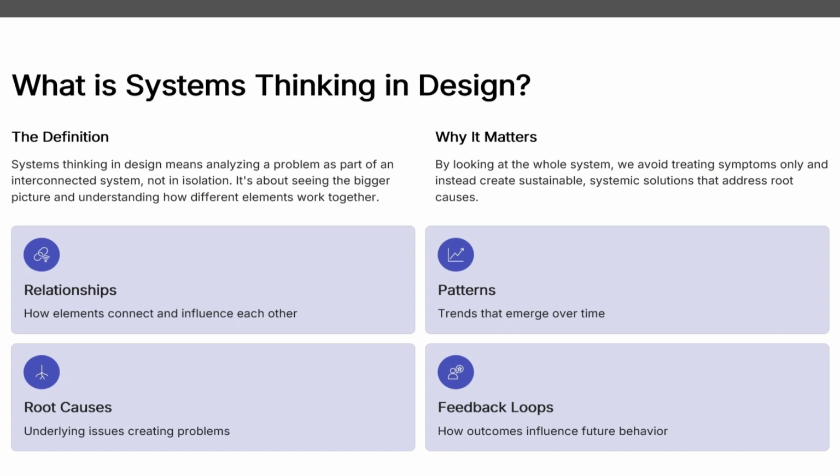So, system thinking is a design approach where designers analyze a problem as part of a larger interconnected system instead of looking at it in isolation. It focuses, first of all, on relationships between the elements, then the pattern over time, then on the third level root cause of the problem, and then finally feedback loops within the system.